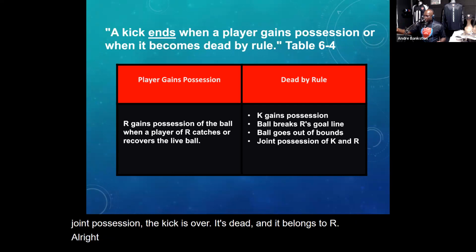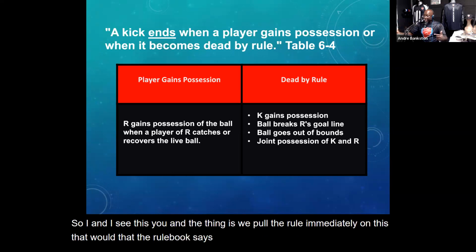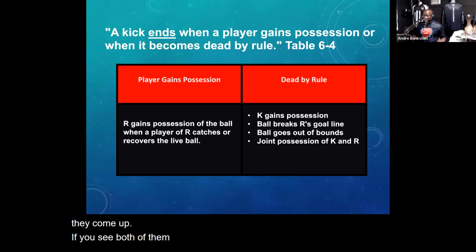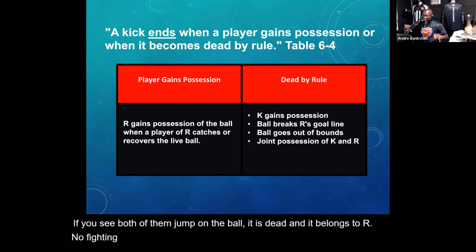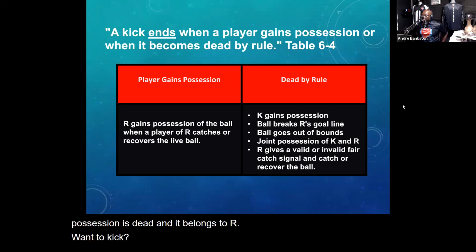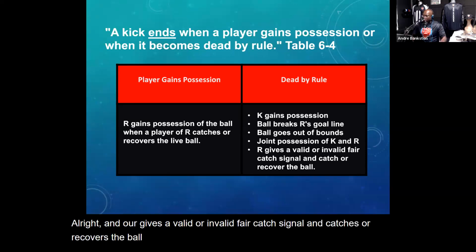All right. And the thing is, we're supposed to rule immediately on this. That's what the rule book says. We should rule immediately on joint possession, not see it and then run up there and see who has the ball when they come up. If you see both of them jump on the ball, it is dead and it belongs to R. No fighting, no fussing. Doesn't matter who comes up with the ball. Joint possession is dead and it belongs to R. On a kick, R gives a valid or invalid fair catch signal and catches or recovers the ball, or any player on R catches or recovers the ball, the play is dead.